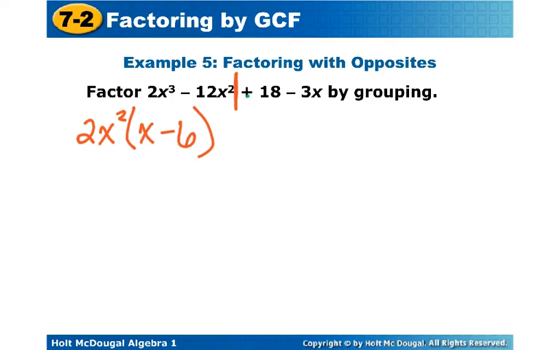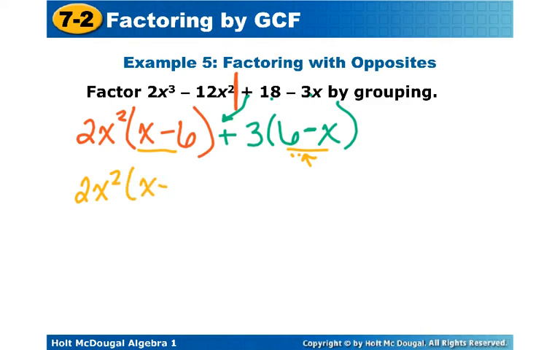So then on the second term, drop your sign, so you have plus. And then in this case here, 18 and 3x, you know you can take out a 3, so you're left with 6 minus x. Now remember, you're looking to have these the same. But in this case, this one right here is written differently. So I'm going to take this one right here and rewrite it so I have x first. So that's now going to become 2x squared times the quantity of x minus 6 plus 3 times -x plus 6.